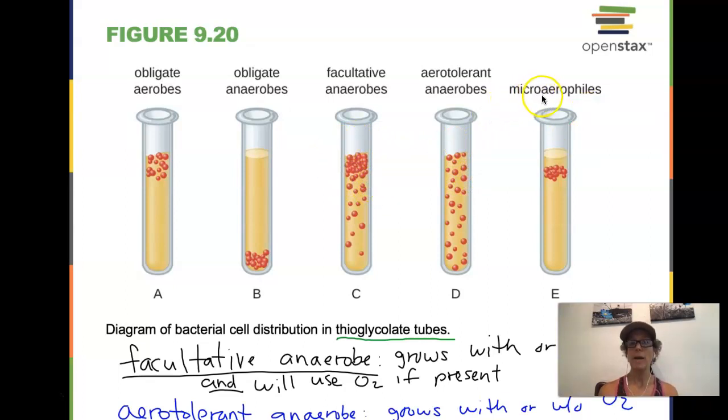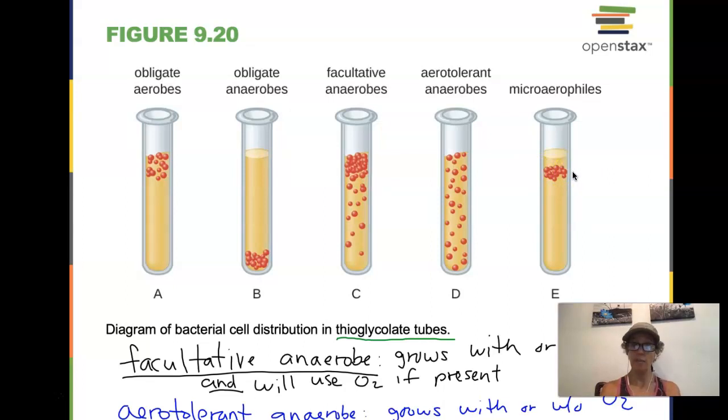Lastly, we have the microaerophiles. So phile is a lover of, aero is oxygen, and micro is small. So they are lovers of small amounts of oxygen. They can't grow without oxygen, but they also cannot grow with high levels of oxygen like in our atmosphere. And so they grow just below the surface.